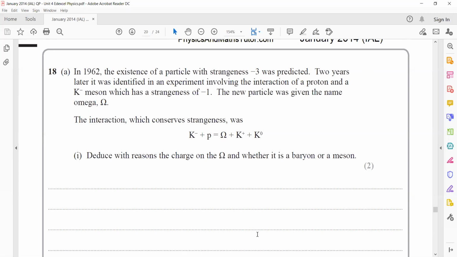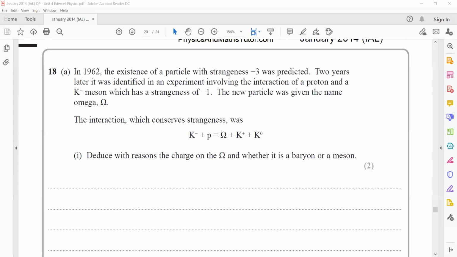So we have to deduce this with the reason what the charge of the omega will be, and then we have to predict whether it will be a meson or a baryon, like it will be a combination of two quarks or it might be a combination of three quarks.